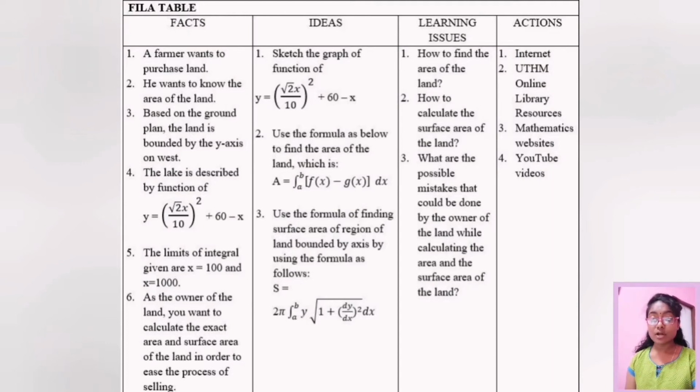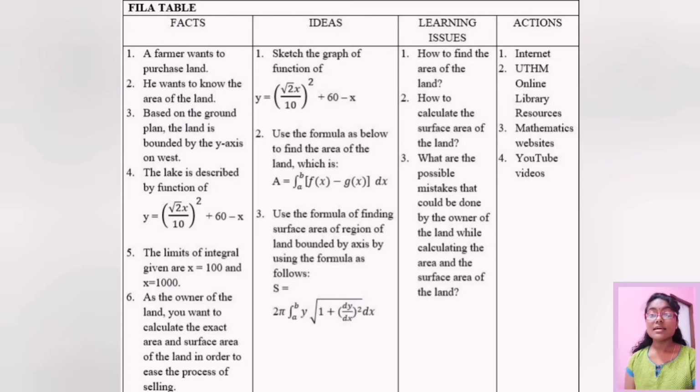Third, based on the ground plan, the land is bounded by the y-axis on the west. Fourth, the lake is described by the function y equals (square root of 2x divided by 10) squared plus 60 minus x. Fifth, the limits of integral given are x equals 100 and x equals 1000. As the owner of the land, you want to calculate the exact area and surface area of the land in order to ease the process of selling.